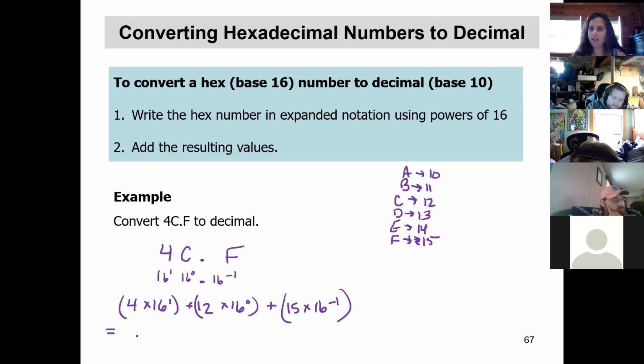Now we can add these. We have to do the multiplying, then we can add them. So 4 times 16 is 64. Plus 16 to the 0 is 1, so it's going to be 12 times 1, which is going to be 12. And then this is going to be 15 times 16 to the negative 1 power, which means 1 over 16 to the first power in the denominator. So 15 times 1 over 16 is 15 sixteenths. So it's going to be plus 15 over 16.